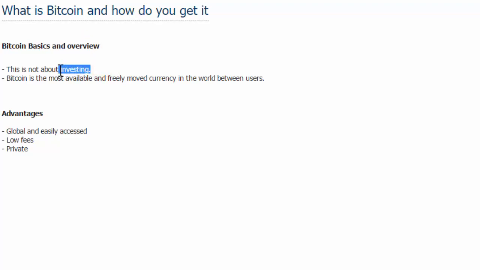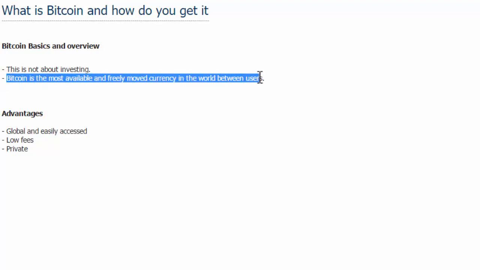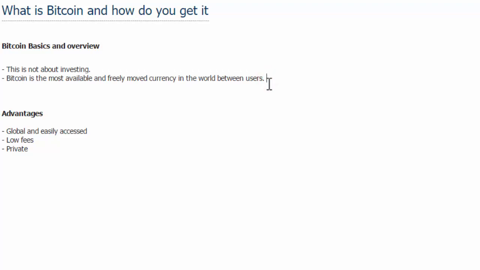This training is simply about using it as a payment processor so that you can move money around, so that you can purchase goods or services, so that you can get into programs, so that you can withdraw money and send it to your bank account and really just move money around very freely online. So I just want to start from that. This isn't about whether or not I think Bitcoin is going to increase or decrease in value. It's simply a matter of moving money very, very easily. And so Bitcoin is the most available and freely moved currency in the world between users. It is very, very easy to move, and you're going to see that in a moment.